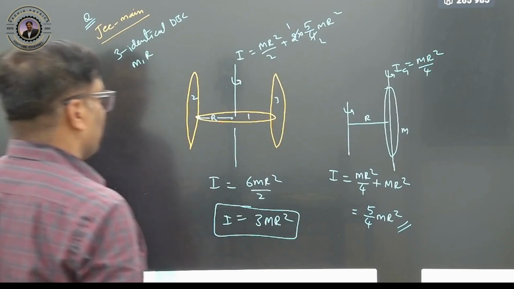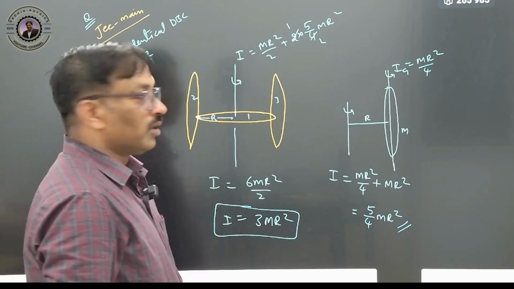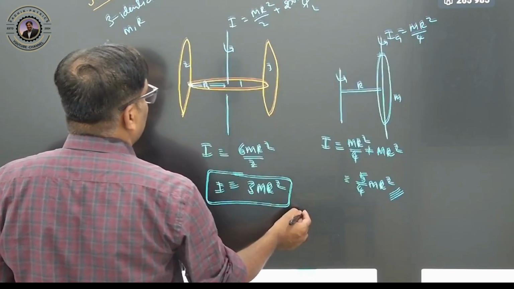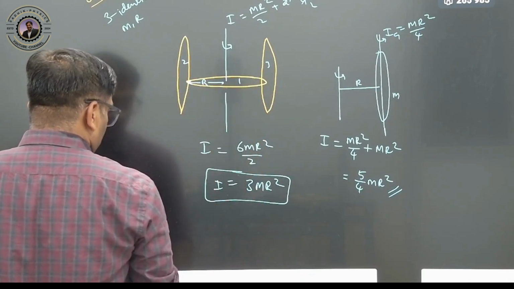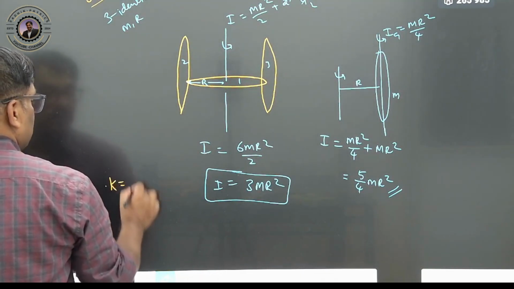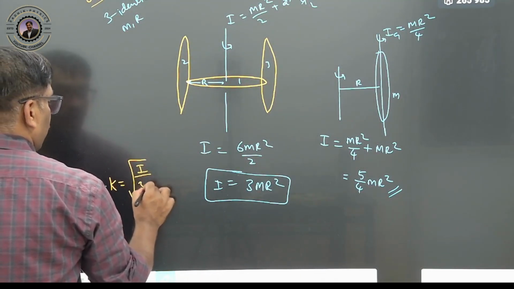Most of the students will divide with m. No. Why? Because here there is not a single mass. There are 3 disks there. Therefore, for the total moment of inertia, I mean the radius of gyration, the radius of gyration is nothing but I by the total mass, 3m.